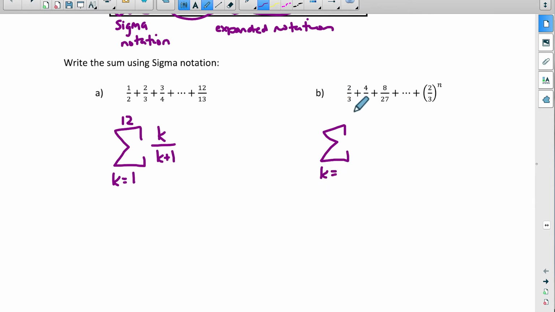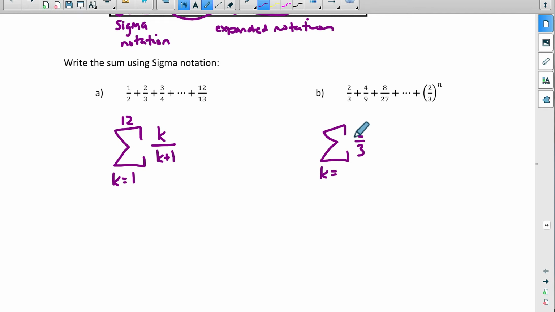Now, what's the pattern this time? It looks like we have 2, 4, 8. Oh, we're multiplying by 2 every time. And on the bottom, 3, 9, 27, we're multiplying by 3 every time. So in effect, you're multiplying 2/3 and another 2/3 equals 4/9, and another 2/3 equals 8/27. It looks like we're multiplying 2/3 by itself a certain number of times.